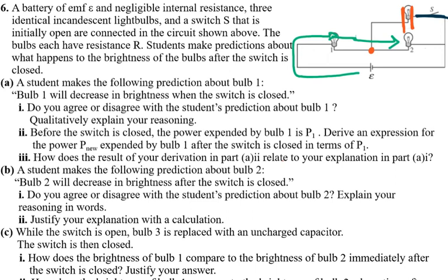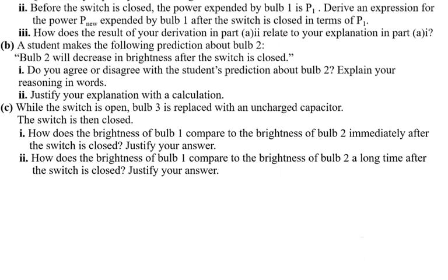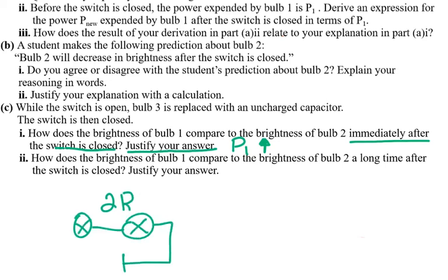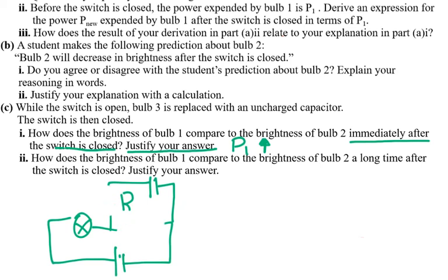So immediately after the switch is closed, the brightness of the bulb, P1, is high, because the total resistance of the circuit is, at first you had 2R as the resistance of the circuit, right? Because you had two bulbs connected. And then when you connect the capacitor, you disconnect this bulb. So your resistance drops. It's not 2R, it is now R.